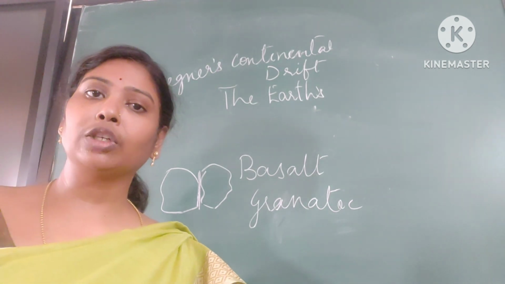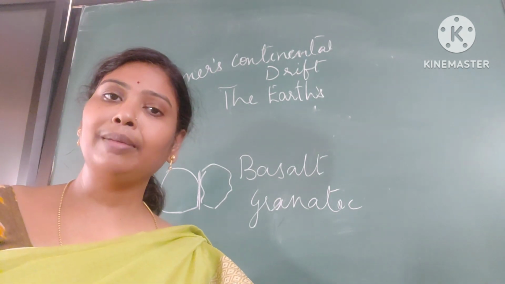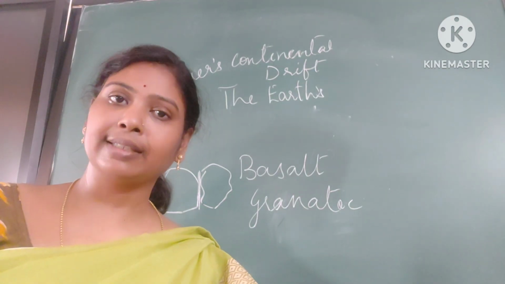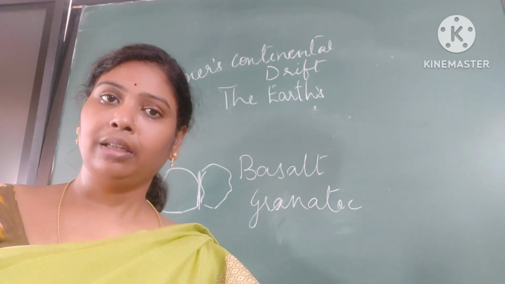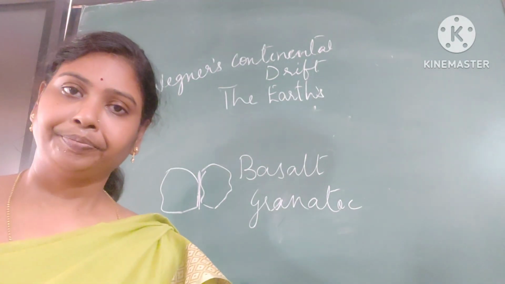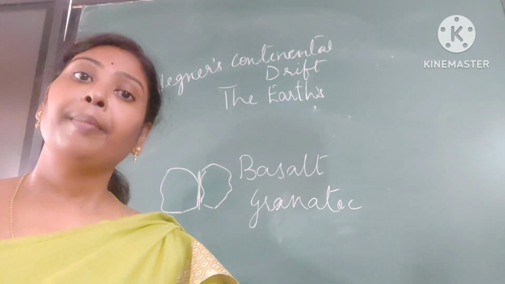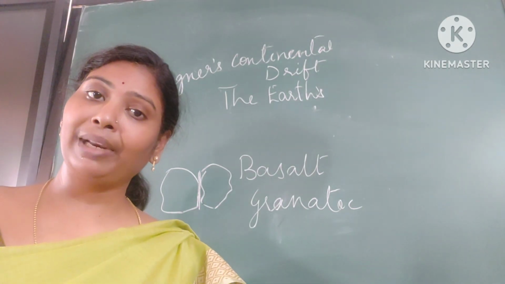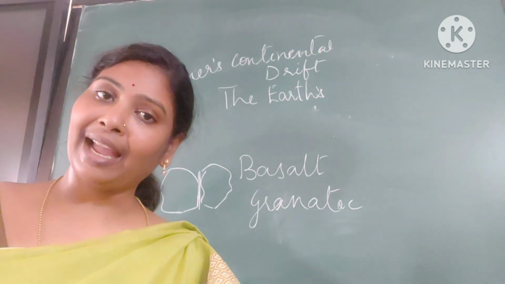In the lithosphere there are 15 major tectonic plates, right? The Indian plate is also one major plate. Because of the collision of the Indian and European plates only, the Himalayas have formed.